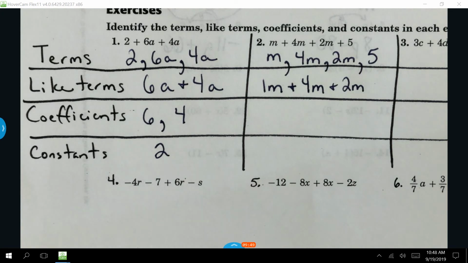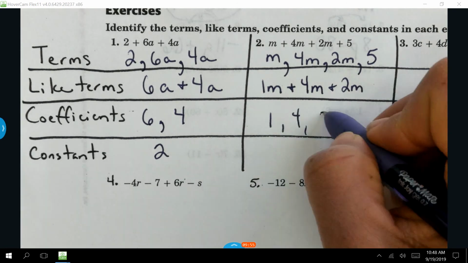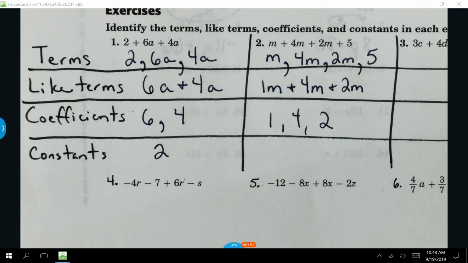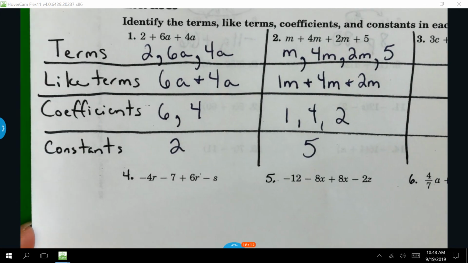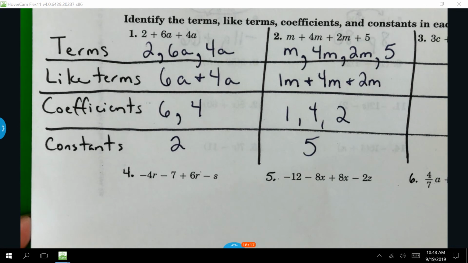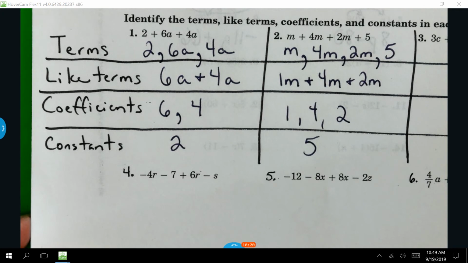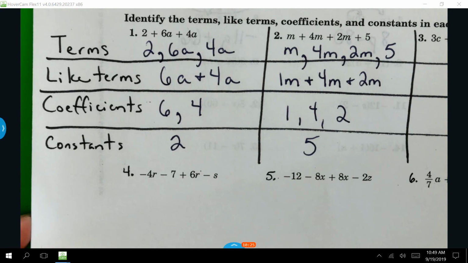What are our coefficients? Well, if we wrote 1m here, then we better put a 1 here. So 1, 4, and 2. And your like terms can be constants. I mean, if you have two constants in something, you could put those terms together. And what is our only constant, though? 5. Questions on that one? Yes? So, if we're going to add this together, would we add the 1? Yes. Why would we add the 1? Because there's one of them there. You can't forget about it. Right? So it would be 7m plus 5. Make sense?